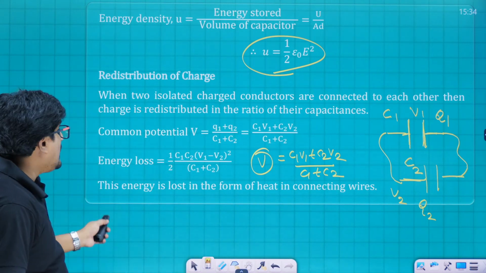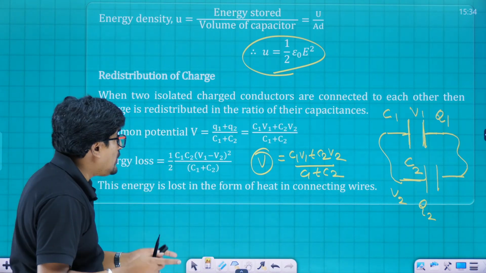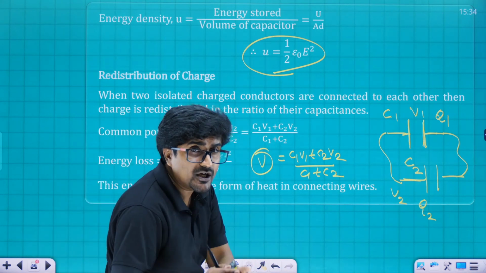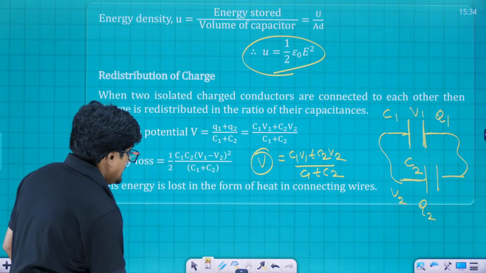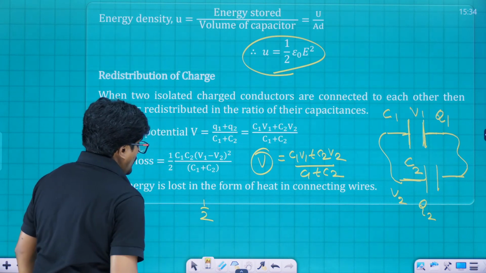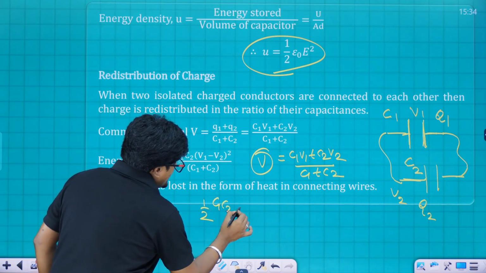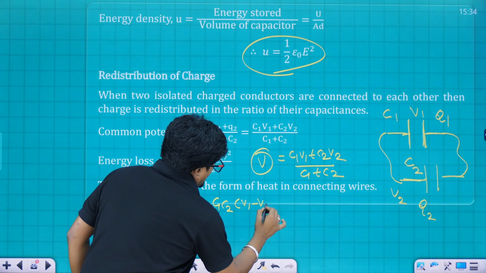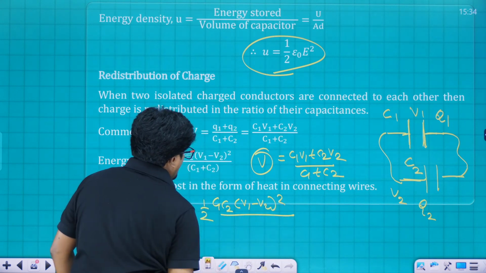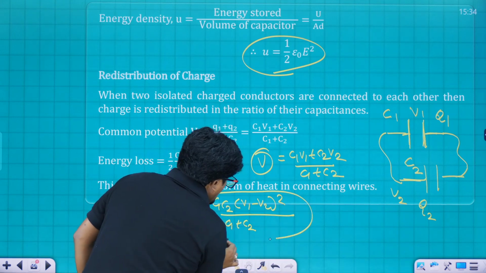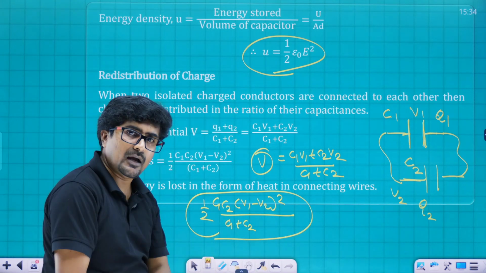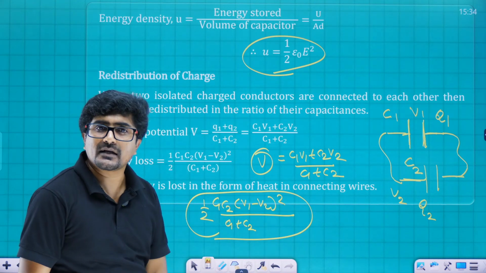Now, doing so, this capacitor combination is going to lose some energy, and the energy lost is going to be half of C1 C2 into (V1 minus V2) whole squared, divided by C1 plus C2. So this is going to be the total energy loss, and that will appear as heat across the connecting wires.